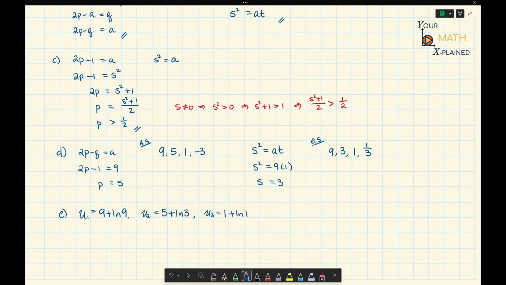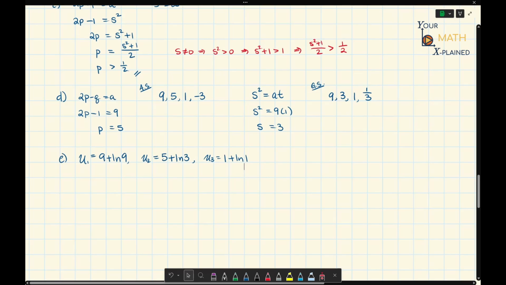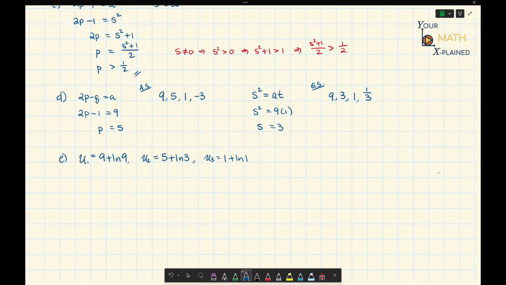We're asked to find the common difference of this new sequence in terms of ln of 3. So we know to find the common difference, we just need to take a term and subtract the previous term from it. So therefore, that means we can calculate the common difference d by taking u sub 2 and subtracting u sub 1 from it. So that means this is equal to 5 plus ln of 3 minus (9 plus ln of 9). And this is equal to 5 minus 9 plus ln of 3 minus ln of 9.